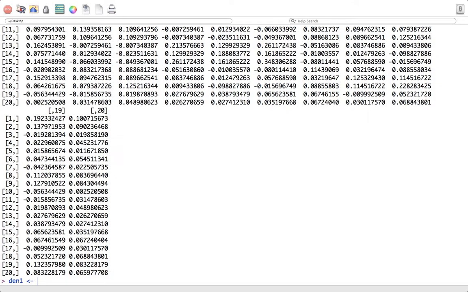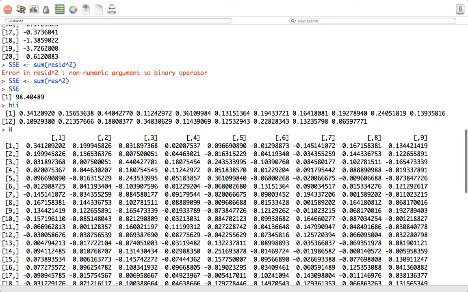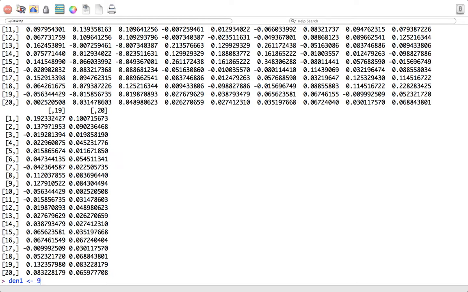So the denominator in the square root is going to be our sum of squares error, which I keep forgetting for some reason, 98.405. And I need to multiply that by 1 minus my HIIs. And I want to make sure there's no misunderstandings with R here. And then I want to subtract my residuals squared.